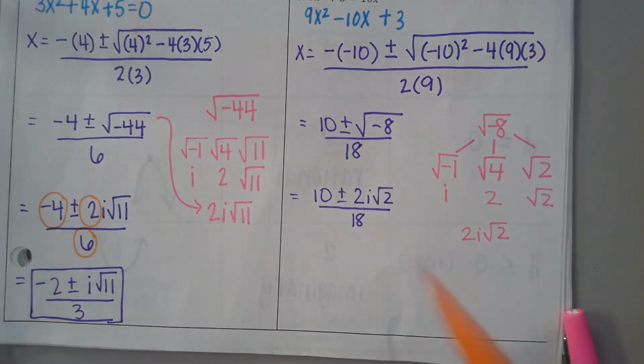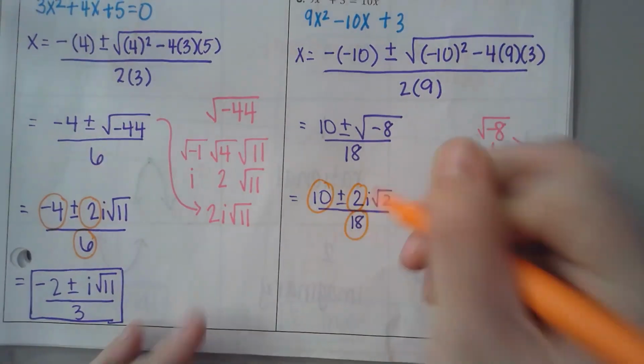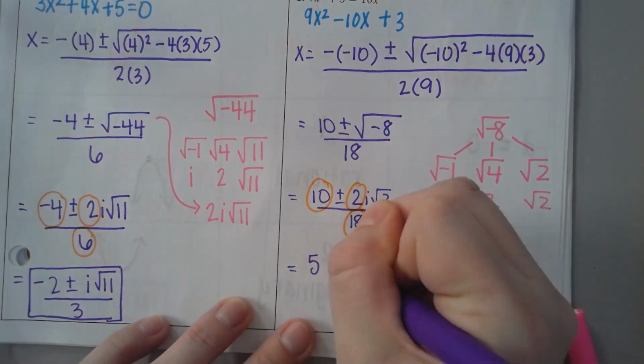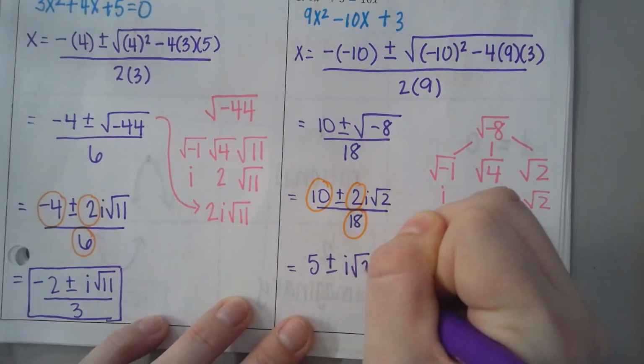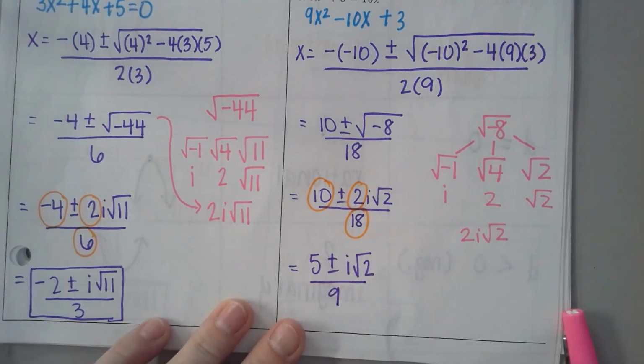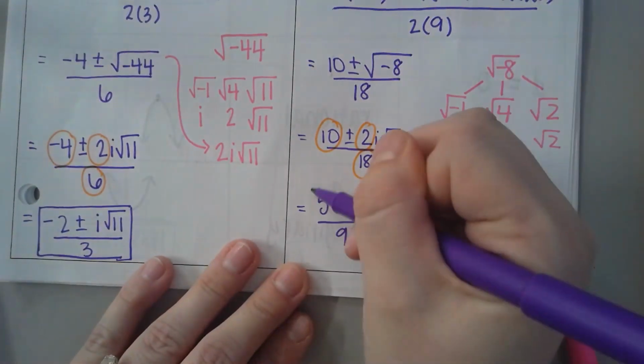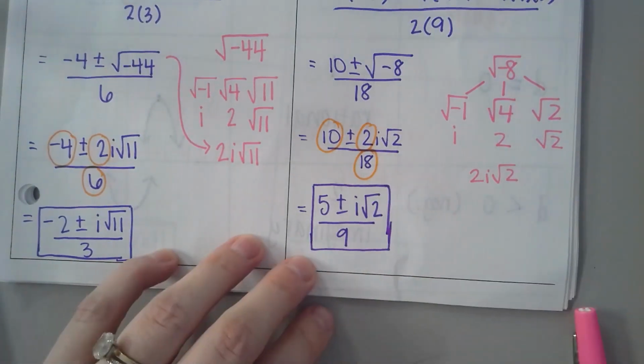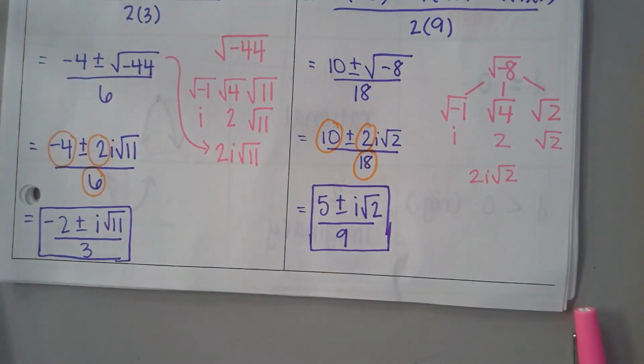And then you can simplify even farther and get 5 plus or minus i square root of 2 over 9. Good job. Are there any specific questions?